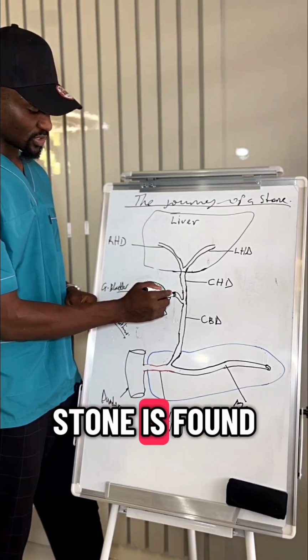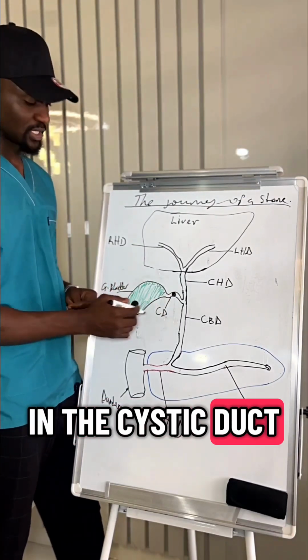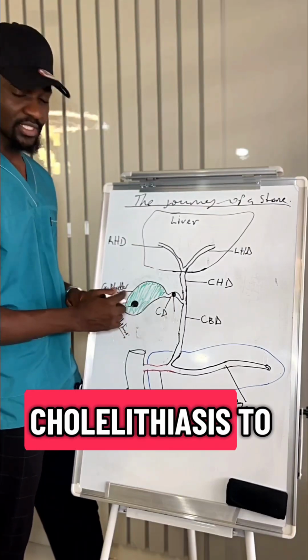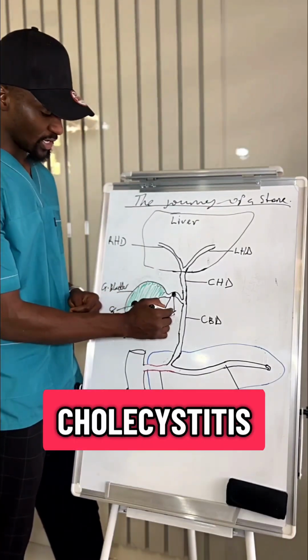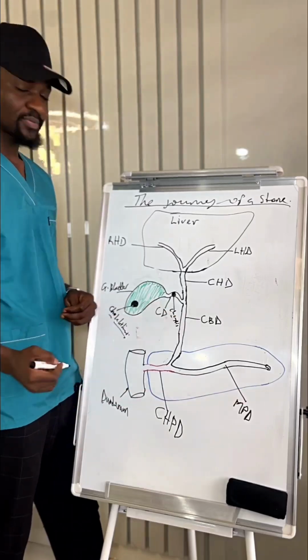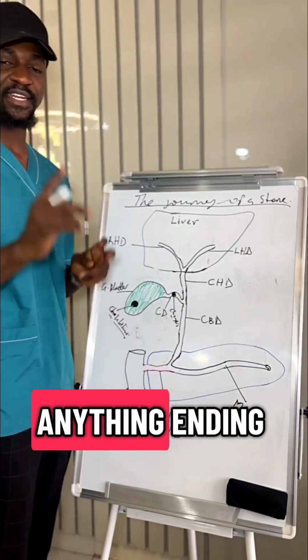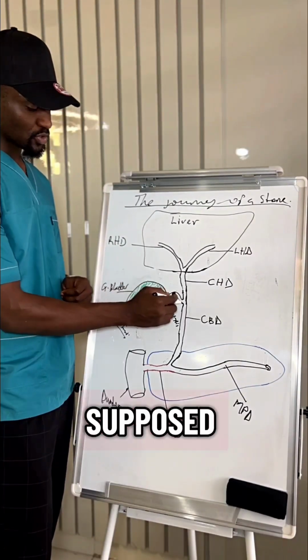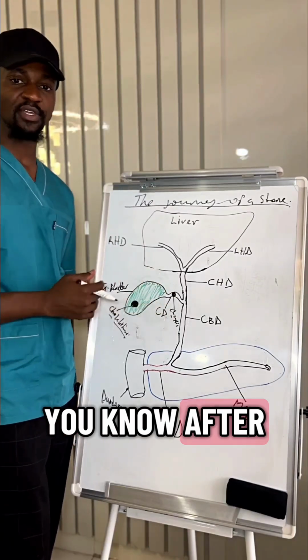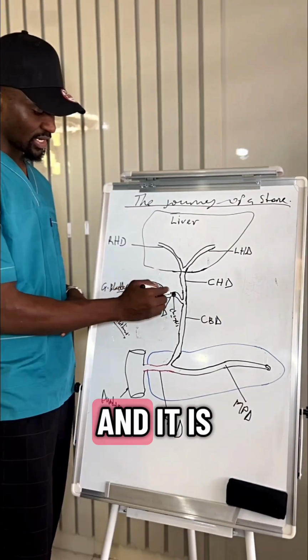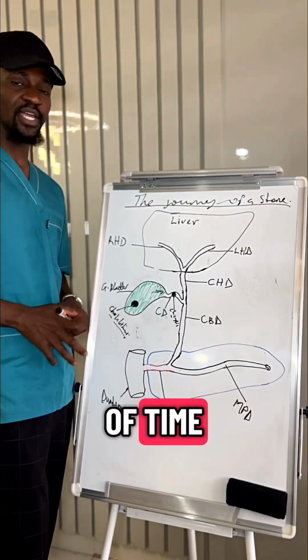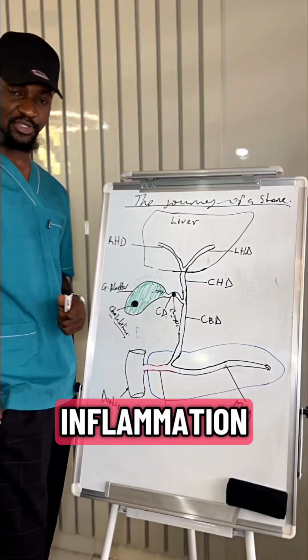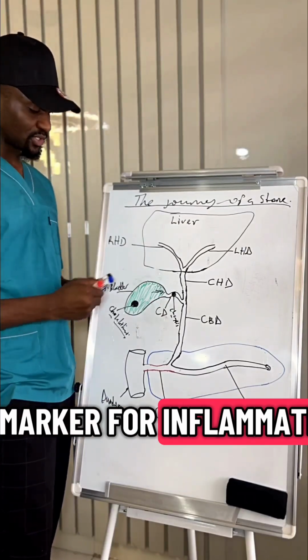Now, if this stone is found in the cystic duct, the name changes from what? Cholelithiasis to what? Cholecystitis. Why cystitis? Remember, anything ending with itis is inflammation, right? If bile is supposed to be secreted from this place, after you have eaten fatty or oily food, and it is blocked, over a period of time, what happens? Inflammation. And what is the marker for inflammation?